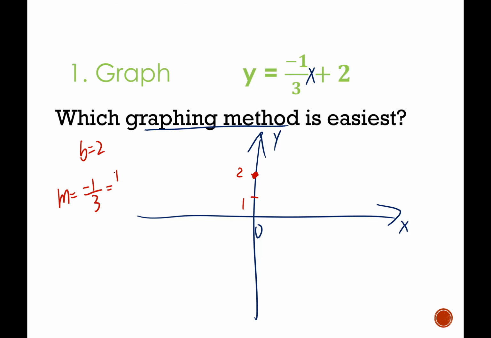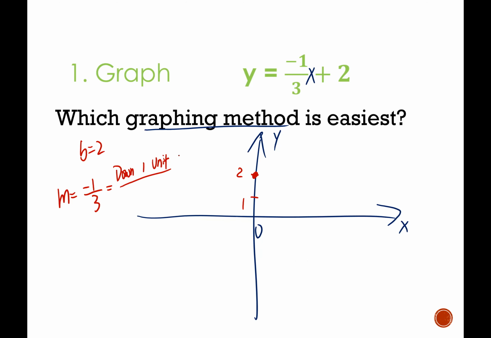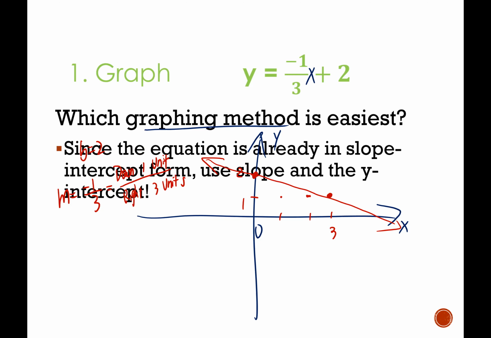And this -1 means go down 1 unit, and 3 represents go to the right 3 units, right? So go down 1 unit, stop here, and then go to the right 3 units: 1, 2, 3. Okay. So now we stop here. So we basically have 2 ordered pairs. Connect them, extend it, you get a line. So this is the easiest way to get the line here.